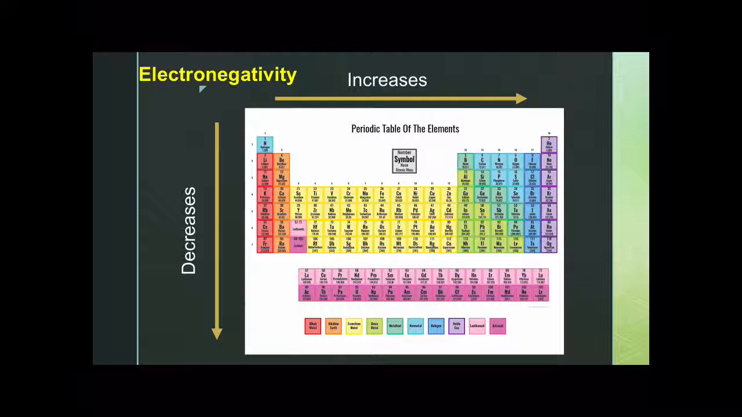Electronegativity. Electronegativity measures an atom's tendency to attract and form bonds with electrons. Electronegativity increases as you move from left to right across the table.